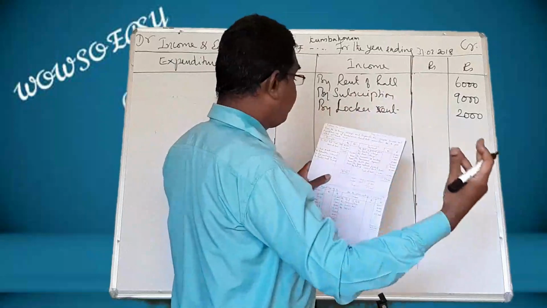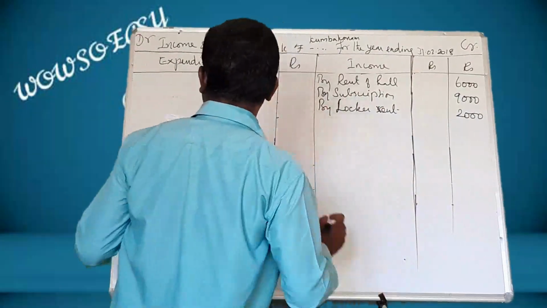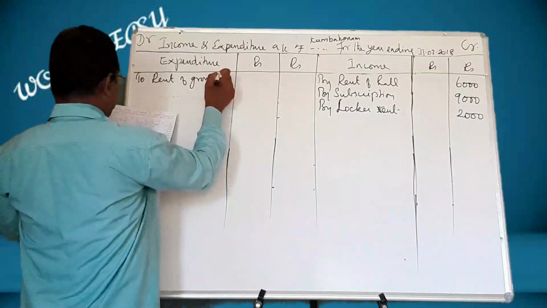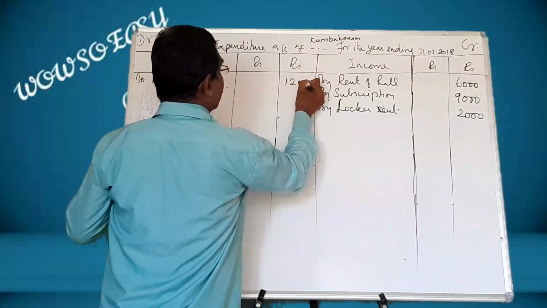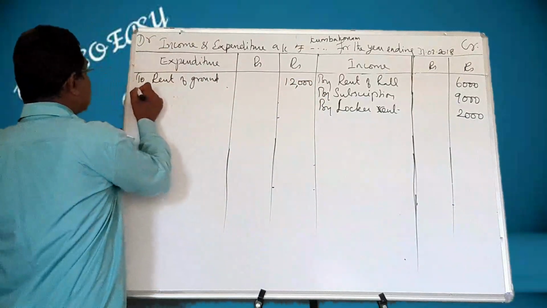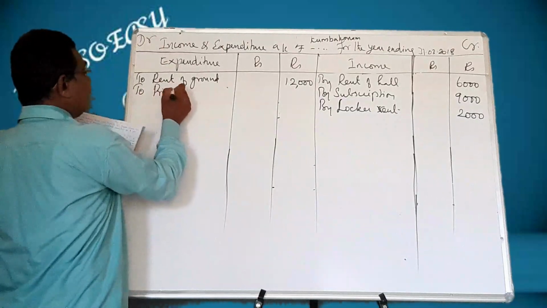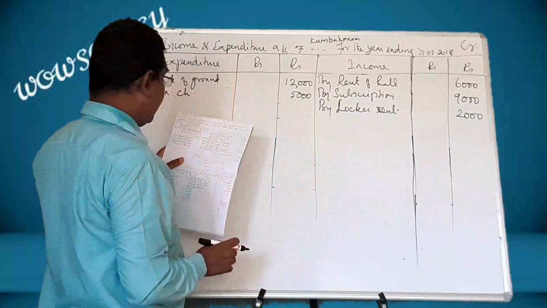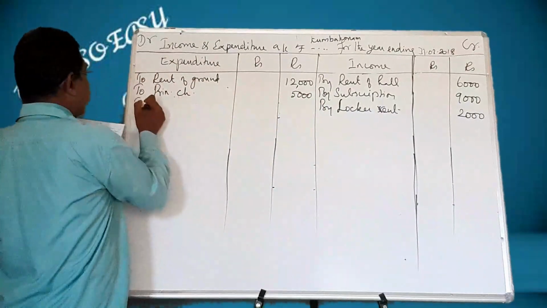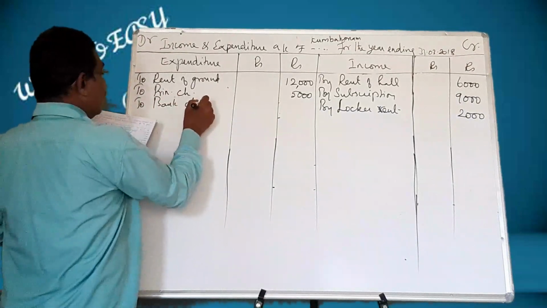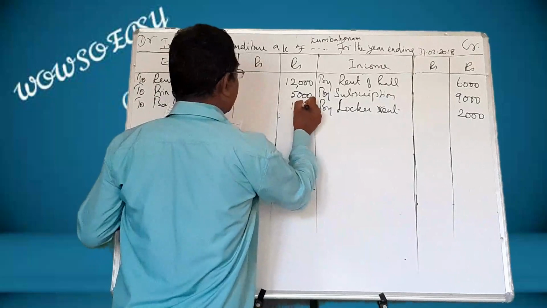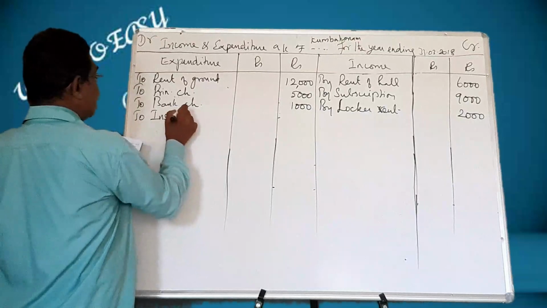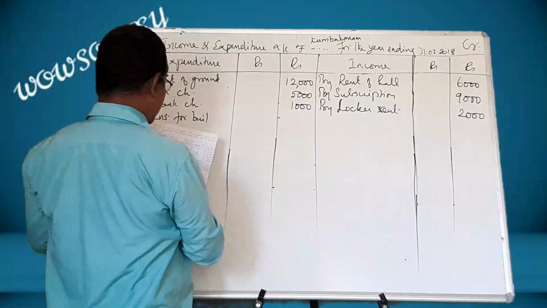And let us come to the payments side. By rent of ground paid, to rent of ground. What is that amount? 12,000. Next one, by printing charges, to printing charges, a revenue item. What is that amount? 5,000. And then by bank charges, a revenue item. What is that amount? 1,000. And next one, insurance for building, a revenue item. What is that amount? 2,000.